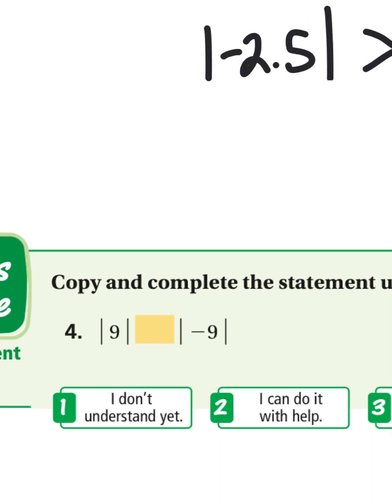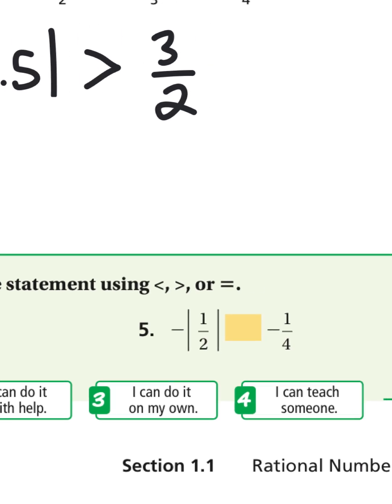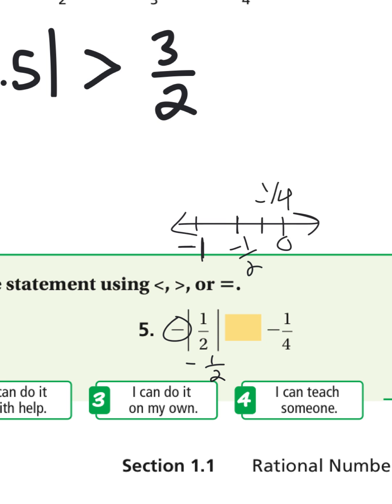All right, absolute value of both positive and negative 9 is equal. Those are the same. And then notice this negative outside the absolute value, which means it actually stays negative. So that is still a negative 1/2. If we had a number line, negative 1/2 would be right here, and negative 1/4 would be right here. So negative 1/2 is further left, meaning it is less than negative 1/4.